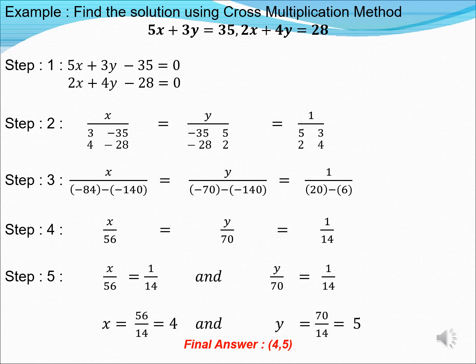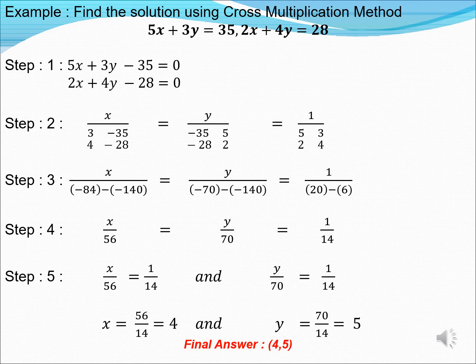But remember how to write the constant part first over here. This is a very important part of step number 2. Minus 35 and 5, then minus 28 and 2. Below 1, we just have to hide the constant part. Whatever coefficients you can see, 5, 3, 2 and 4, you have to write below it.